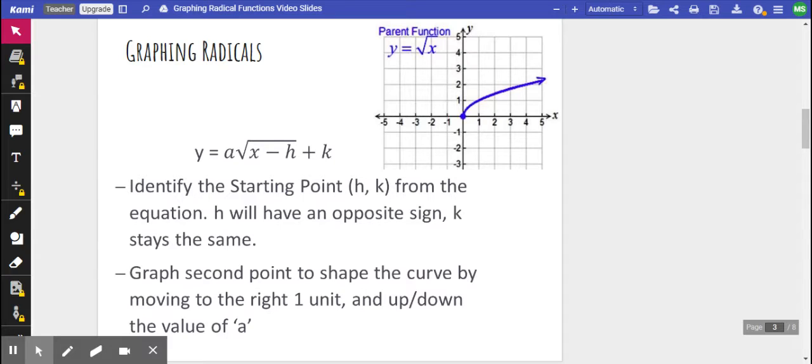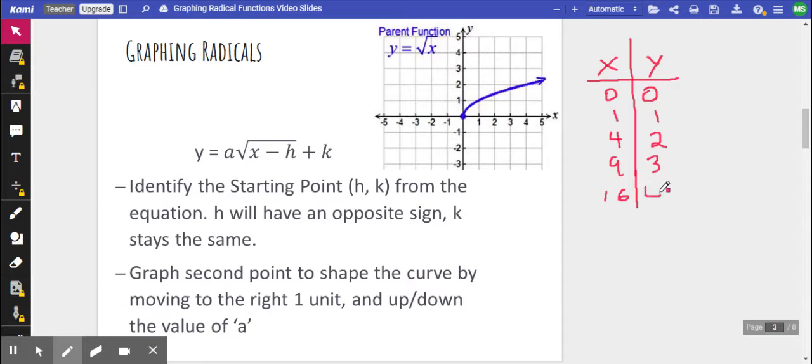We have the parent function graphed up here at the top, and we could even make a quick table of values for our y equals the square root of x graph. So we can see that it's starting out at 0, 0, and then we are going to the point 1, 1. Obviously, the square root of 1 is going to equal 1. And then the square root of 4 is 2. And if you want to go past what our graph shows, x equals 9 would give us 3, and x equaling 16 would then give us 4.